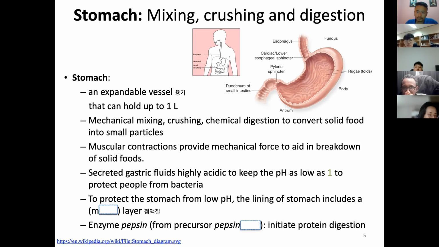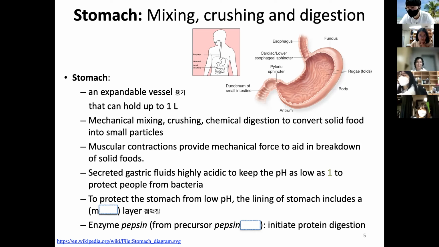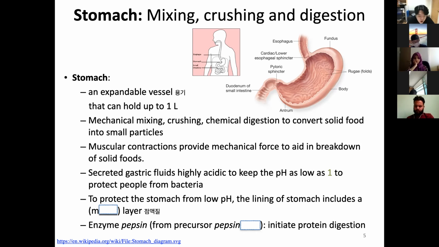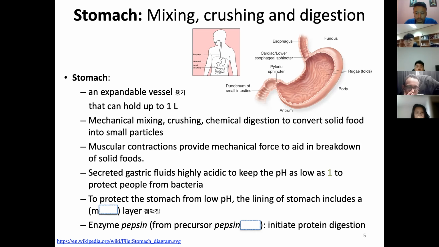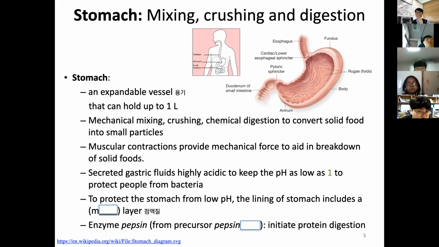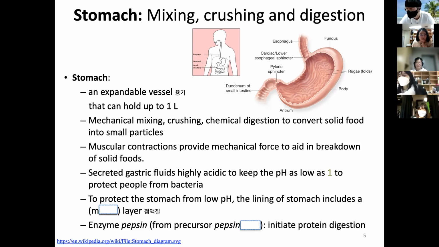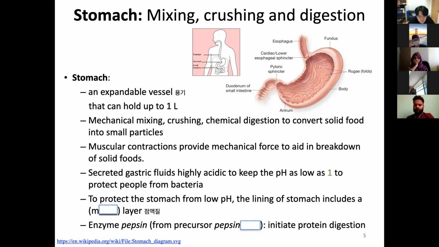Let me ask a question for a second. 박지수? Can you guess what this is? 박지원. Sorry, it's not 지수.